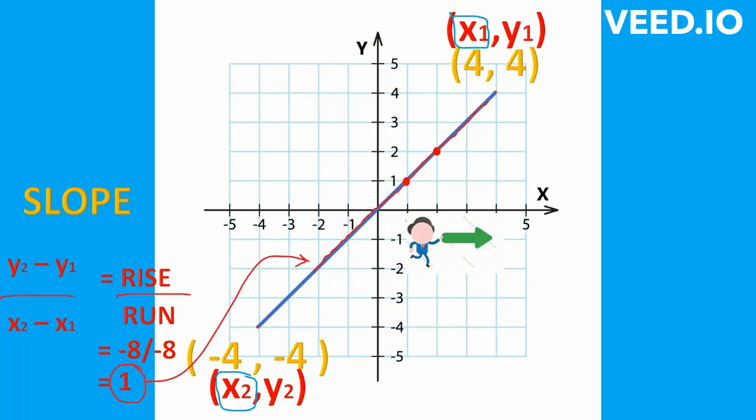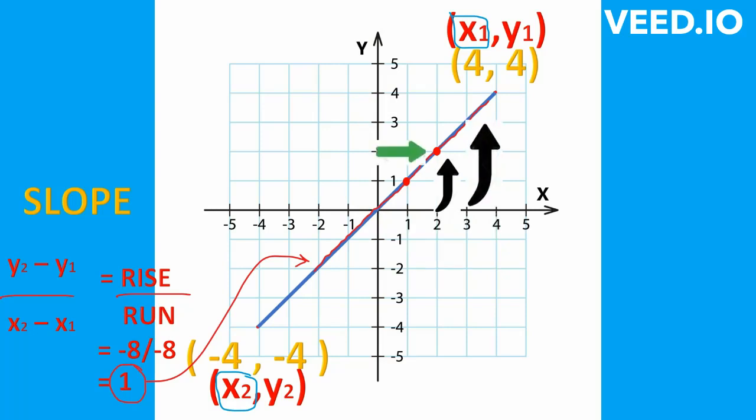That is how much the line is rising vertically versus how much the line is moving or running horizontally. This rise over run is called the slope of a line.